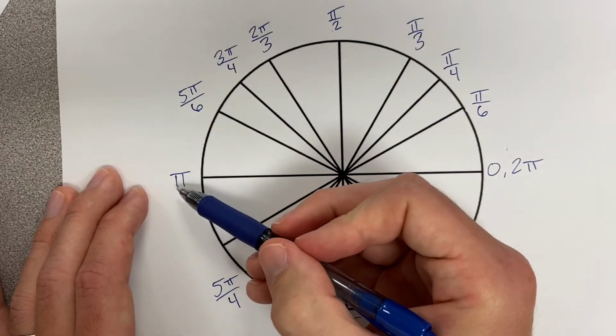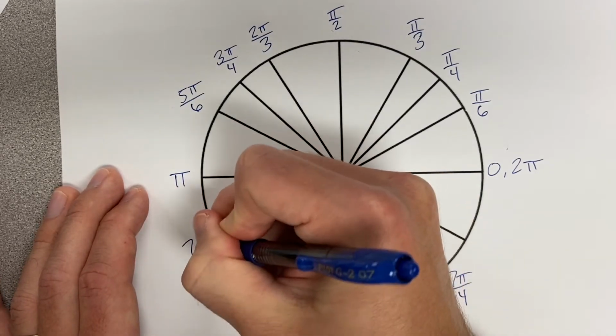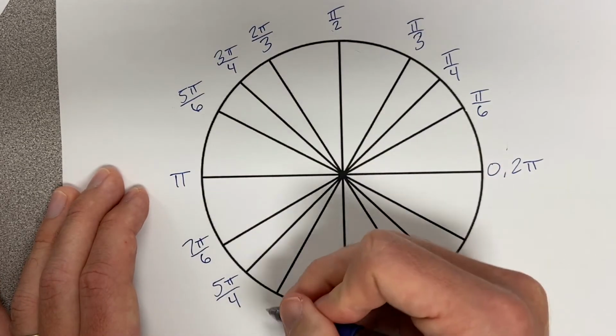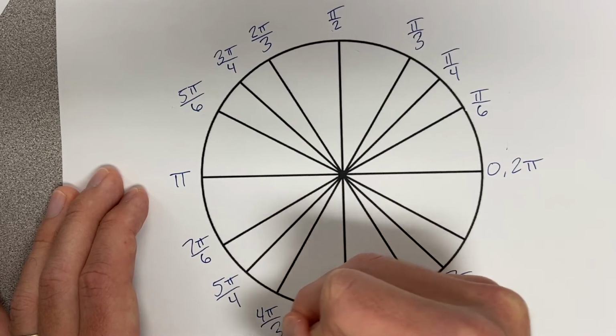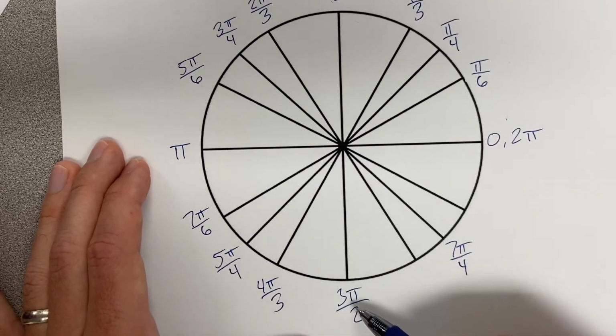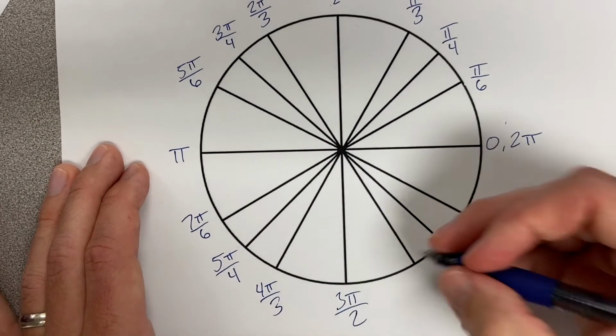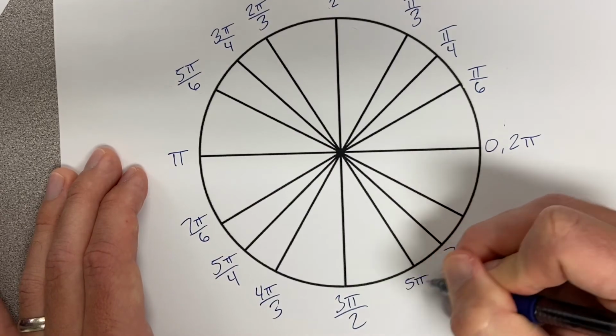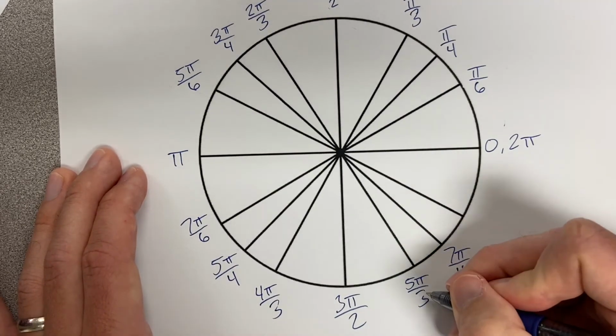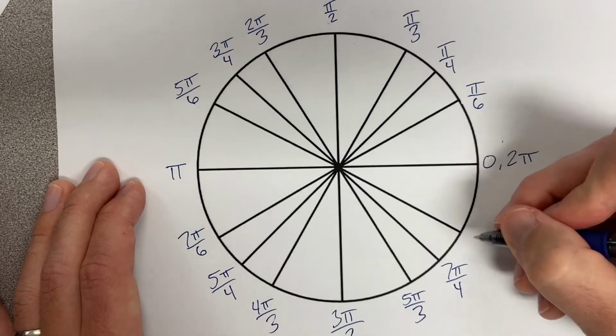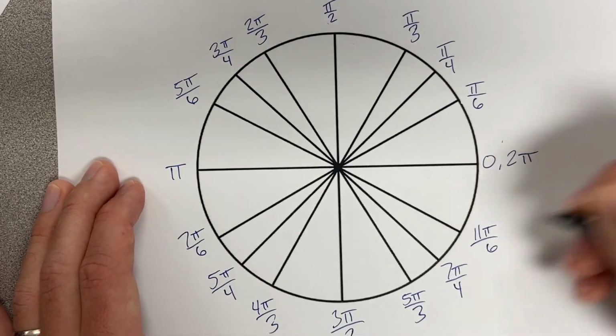6 over 6 reduces to 1. 7 over 6. 8 over 6 reduces. 9 over 6 reduces. 10 over 6 reduces. And 11 over 6. So 11 pi over 6.